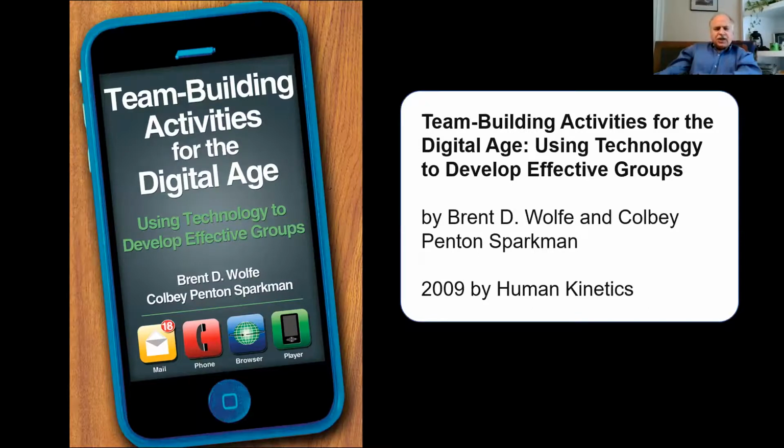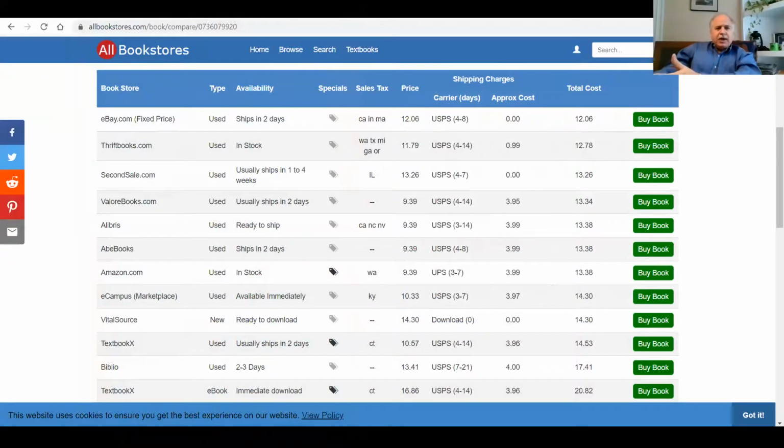Just like when you fly, you don't just fly with one airline unless maybe you live next to a hub. You actually use a website that shows you multiple airlines, and you tend to go with a lower price. And so I just happened to do the search on allbookstores.com.